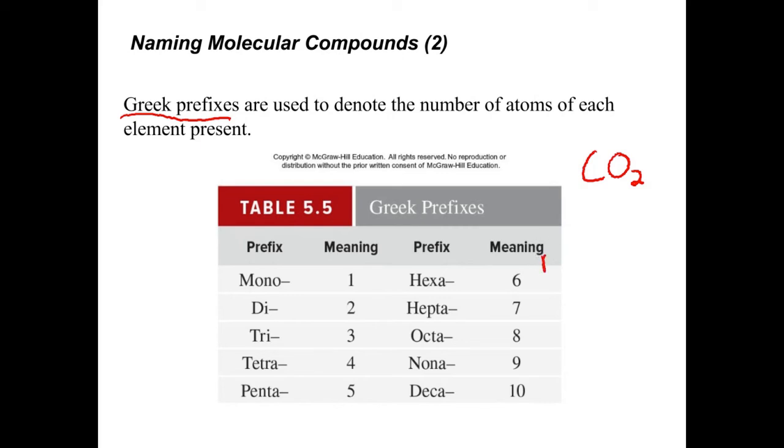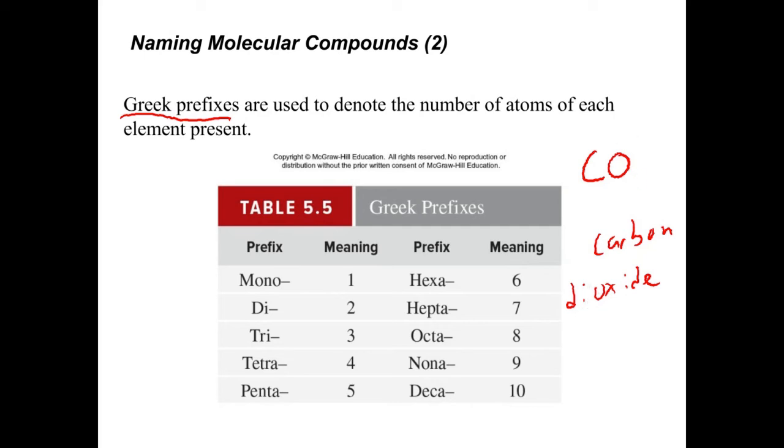So I could write this. I could write mono carbon. Then I have 2 oxygens, so I would say dioxide. So why isn't this named monocarbon dioxide? The reason is that if the first word is just 1, we leave off the word mono. But if it's in the second word, like this, we have to include it. So this would be carbon dioxide.